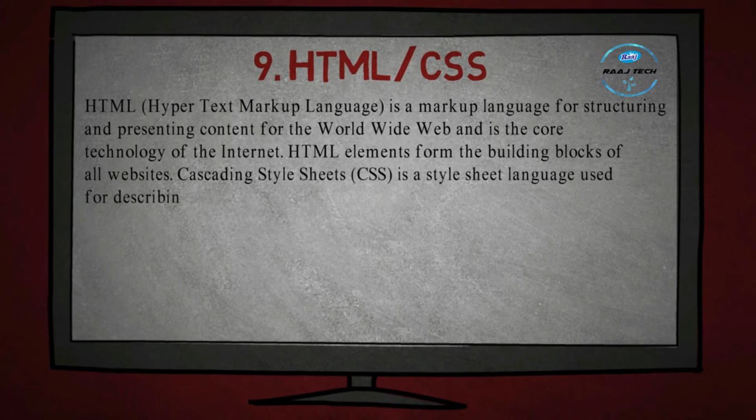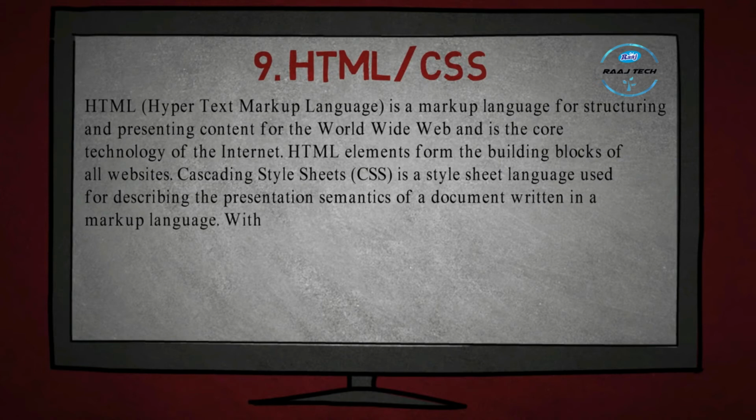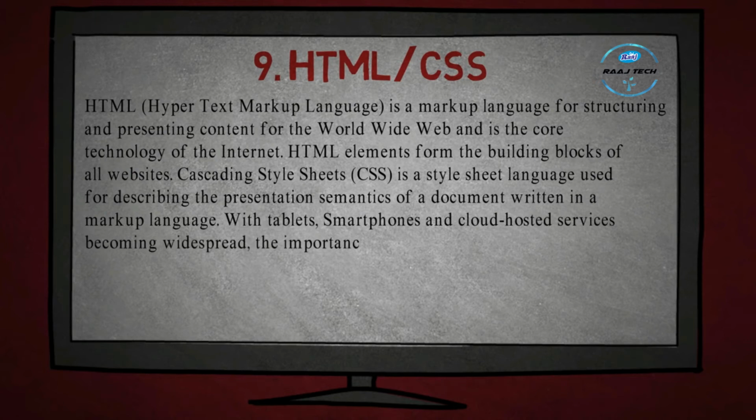Cascading Style Sheets. CSS is a style sheet language used for describing the presentation semantics of a document written in a markup language. With tablets, smartphones, and cloud-hosted services becoming widespread, the importance of the web grows along with it.